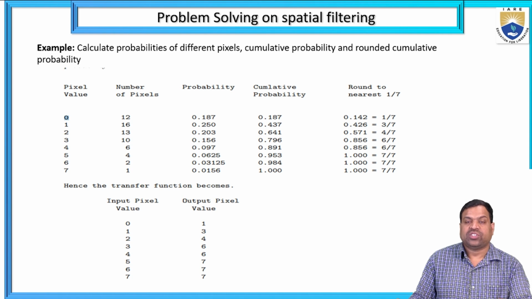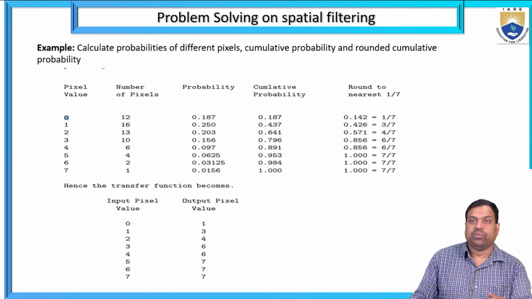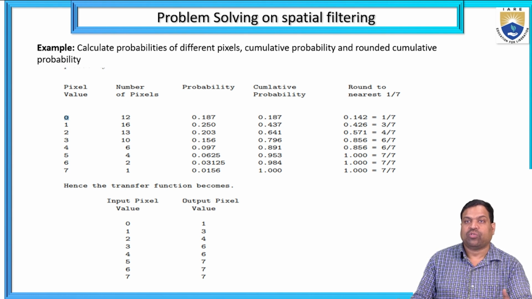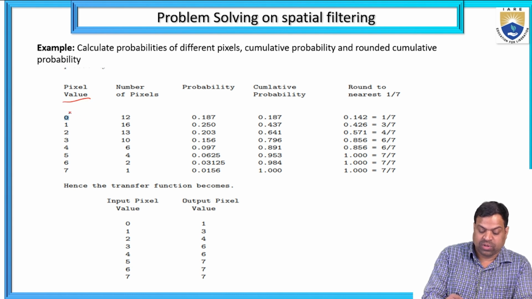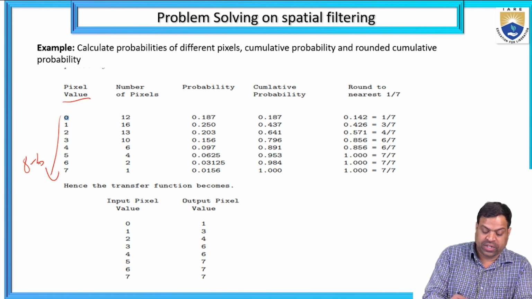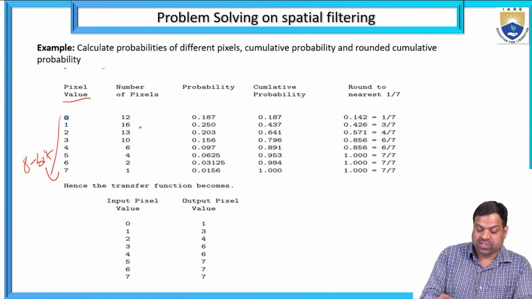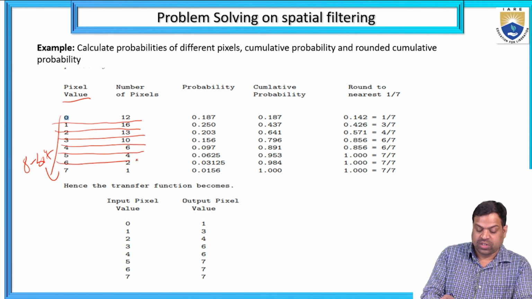And next example, calculate the probabilities of different pixels, cumulative probability and rounded cumulative probability. They have given the cumulative probabilities and rounded cumulative probabilities, but we have to calculate the probabilities for that one. Okay, here they have given the pixel value from 0 to 7, that is 3 bits. So number of pixels are there. What are the number of pixels? Okay, for each pixel value, number of pixels.